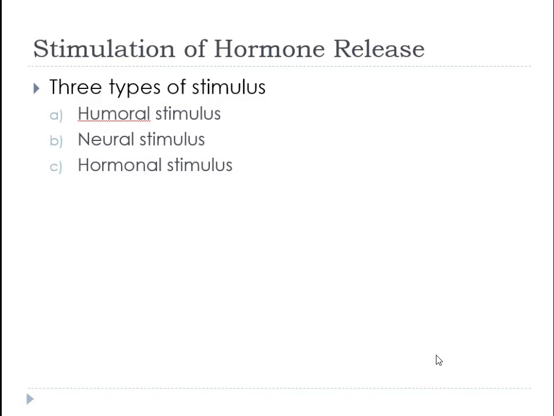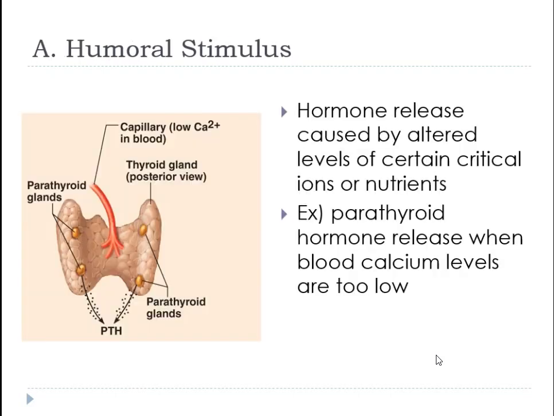So stimulation of hormones, how they get released, and there's 3 types of stimuli. There's humoral stimuli, neural stimuli, and hormonal. So humoral, neural, and hormonal. Humoral is where the hormone release is caused by an altered level of a certain ion or nutrient. So the example would be the parathyroid, when it goes ahead and releases calcium into the blood when it's too low. So this is going to be an example of a humoral response.